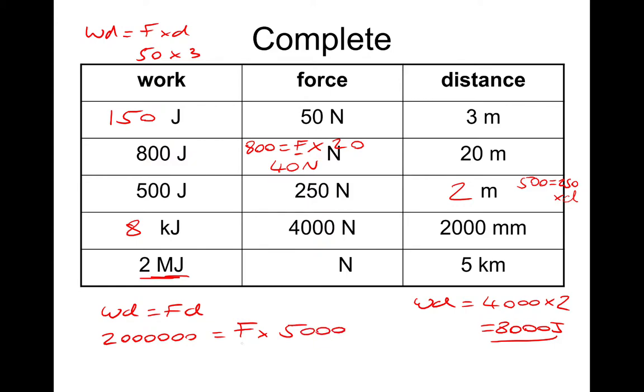So we need to make F the subject. So we need to get rid of the times 5,000, so it's divide by 5,000. So 2 million divided by 5,000 will give us a force of 400 newtons.